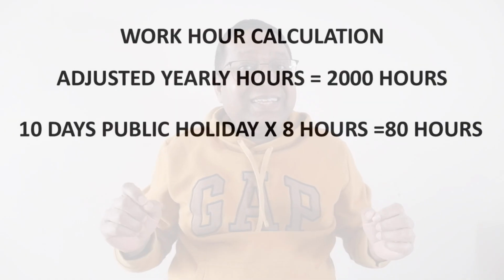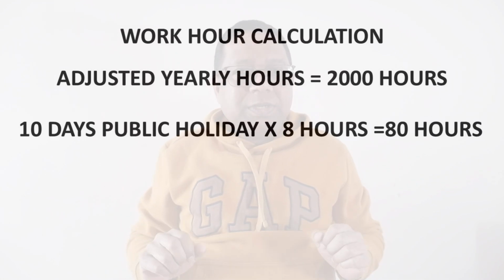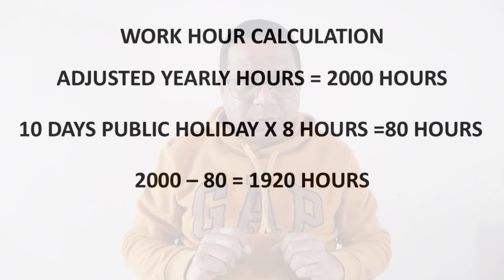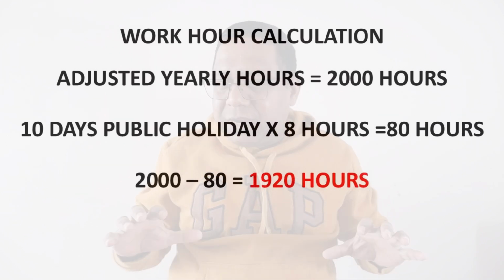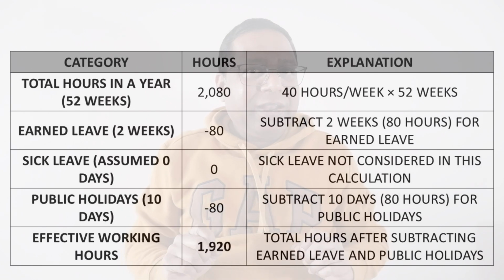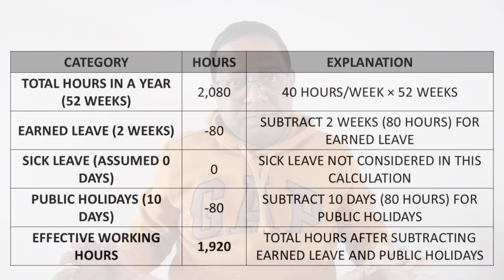You also have public holidays, which again says about 10 days in a year. So we subtract this 80 hours. So effectively, you're working for 1,920 hours. This is the hour which we will consider for today's video. And as I said, you're free to tweak, or you can keep it at 2000 hours if it is easy for you. Here is the clear breakdown of yearly working hours for 40 hours per week in the chart form.